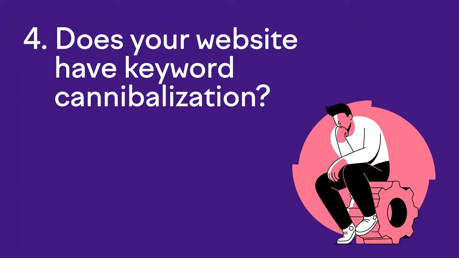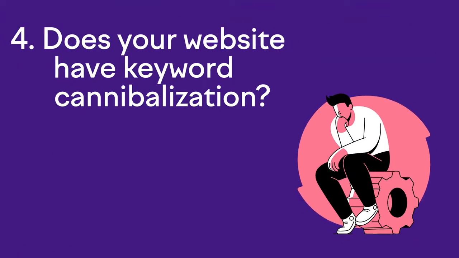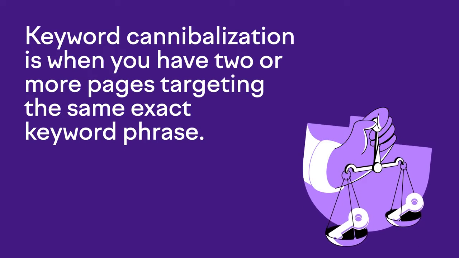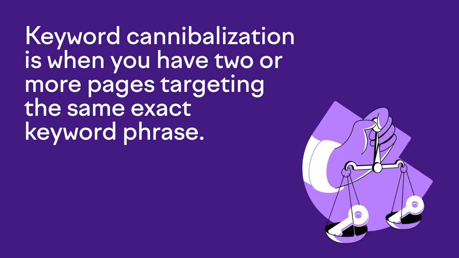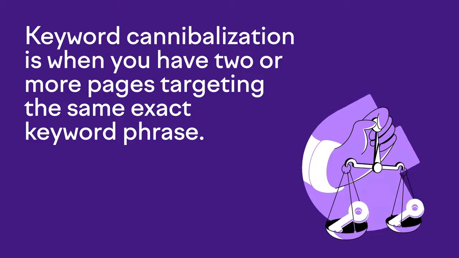Now, the next SEO opportunity to look for in your SEO strategy is number 4: does your website have keyword cannibalization? Keyword cannibalization is when you have 2 or more pages targeting the same exact keyword phrase. And it's detrimental to your SEO performance because it forces Google to decide which pages are best for the target keyword. And you don't want Google making those decisions. It's our job to direct Google.